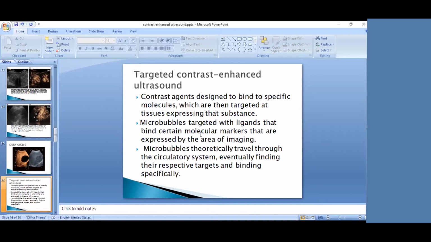The non-targeted one was not designed to reach something or bind to something. No, it stays in the circulation, reaching our region of interest. It will vibrate when there is an ultrasound beam, and then it will produce echo. Here we design it to reach a specific area, to bind to a specific molecule. So we call it targeted.